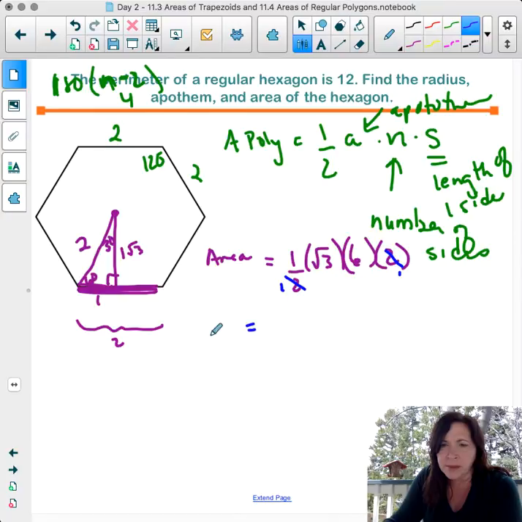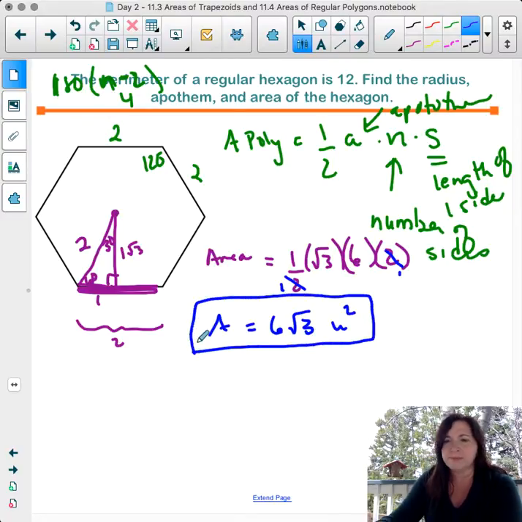So the area is equal to 6 root 3 units squared, because we have unit times unit, and that gives us our units squared.